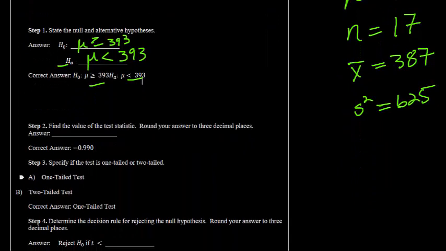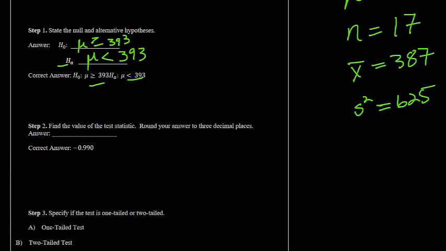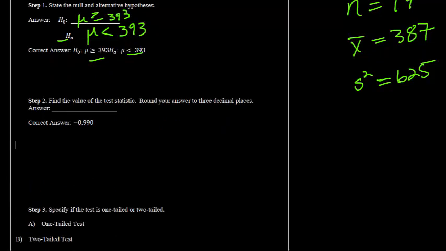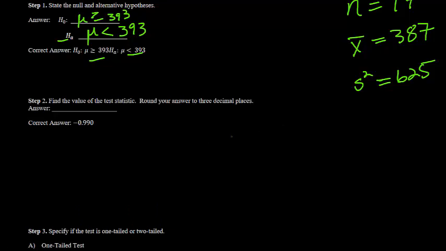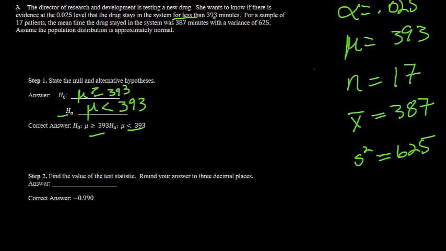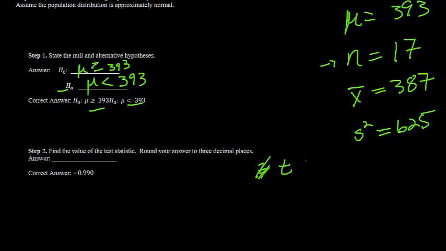All right, find the value of the test statistic. What is our test statistic? Well, this is a little different here. And why is it different? It's different because we have a smaller sample. We don't have 30 in our N. Therefore, we're not looking for a Z. We're looking for a T. And right off the beginning, we're going to make a calculation based off of trying to find that T.